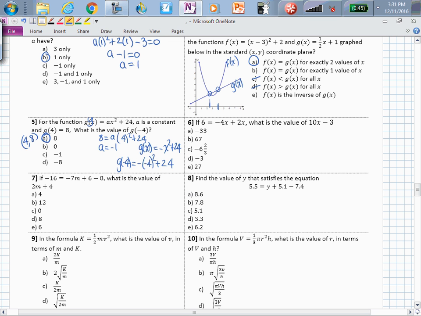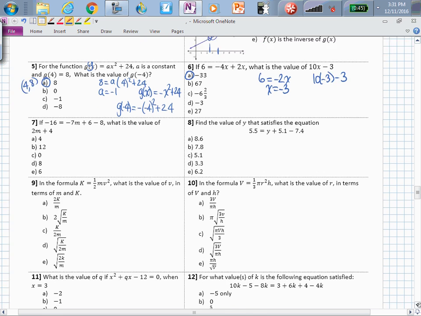So a little bit more work to that one. Number 6. If 6 equals negative 4x plus 2x, what's the value of 10x minus 3? So similar to number 2. Combine all like terms. 6 equals negative 2x, x equals negative 3. So 10 times negative 3 minus 3 has to be negative 33.